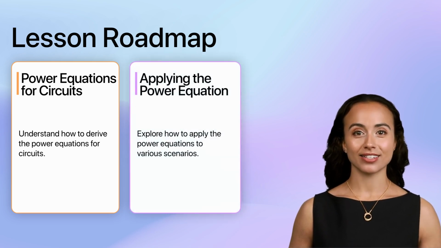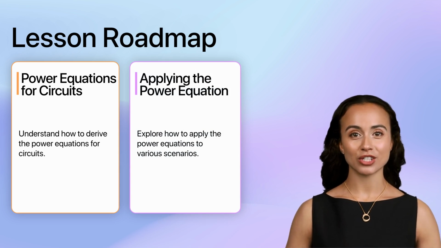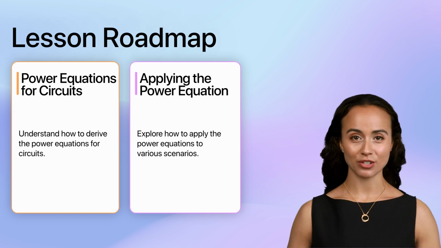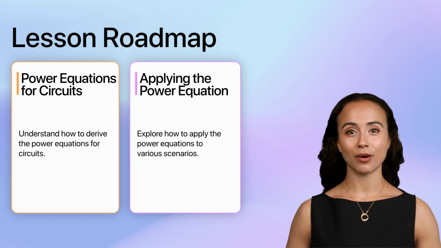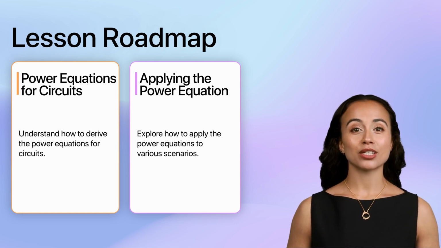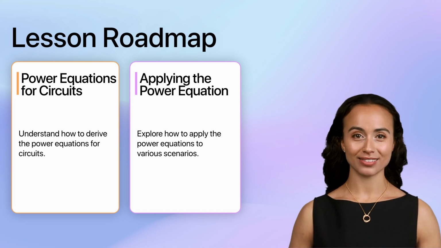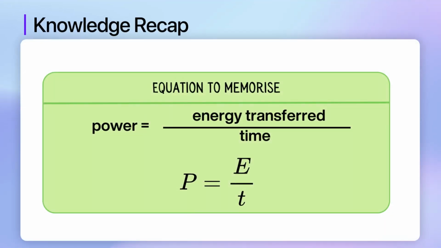In the previous lesson, you have learned how to calculate energy transferred in the context of electrical circuits. Today, we will combine this with your understanding of power from the energy unit to explore power in the context of circuits. We know from our previous unit on energy that power P is defined as the energy transferred, E, per unit time, T. Mathematically, this is written as P equals E divided by T.